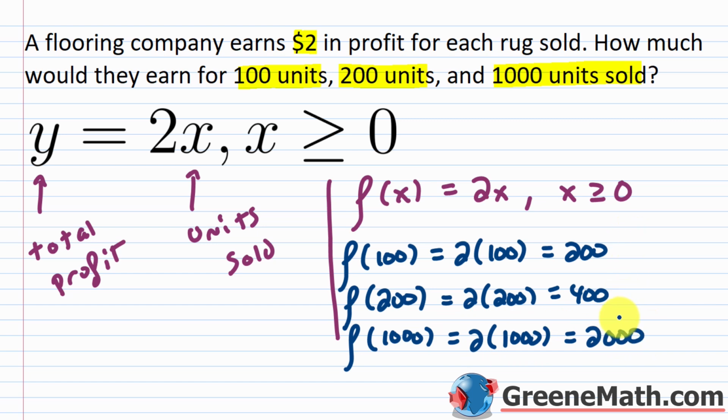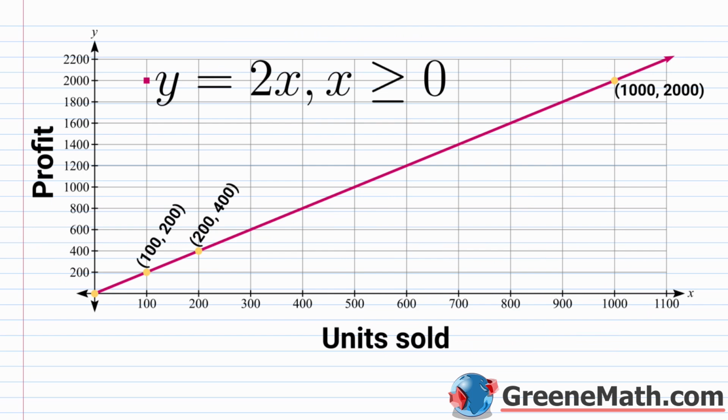So a very simple problem just to get things started. A lot of times in your book, they will show you a graph. So here's your units sold, which is going to be for the x-axis. The y-axis is going to be for the profit. Again, because I've restricted this to where x is greater than or equal to 0, we're going to start here at the origin. If you don't sell any units, you're not going to make any money. So that's going to be the point 0, 0. No units sold, no money earned. Then we saw something like 100, 200. You sell 100 units, you make $200. 200, 400. You sell 200 units, you make $400. And then we have 1,000, 2,000. You sell 1,000 units, you make $2,000.